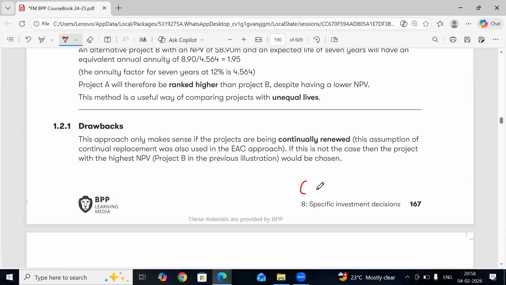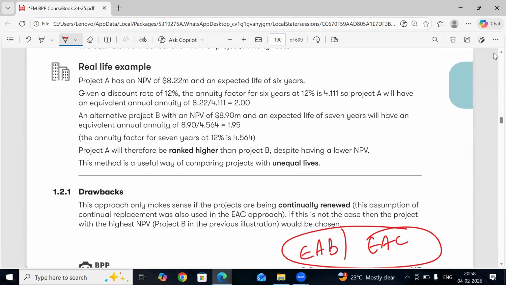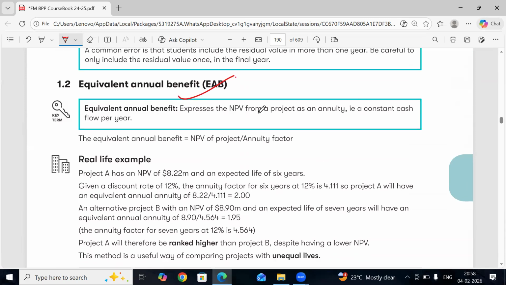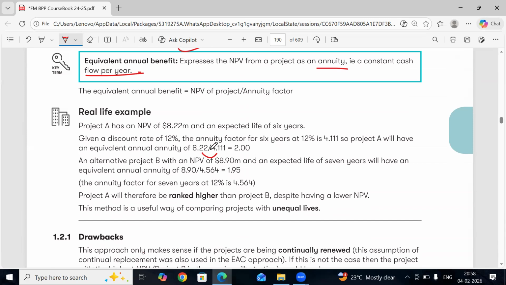See, equivalent annual benefit and equivalent annual cost. We had seen two approaches. So here there was equivalent annual benefit. What was equivalent annual benefit? It expresses NPV from a project as an annuity, that is a constant cash flow per year. So how did we calculate it? We took NPV, divided by the annuity factor, and the equivalent annual annuity is the amount we will be receiving. Here we are receiving 1.95, which is better.